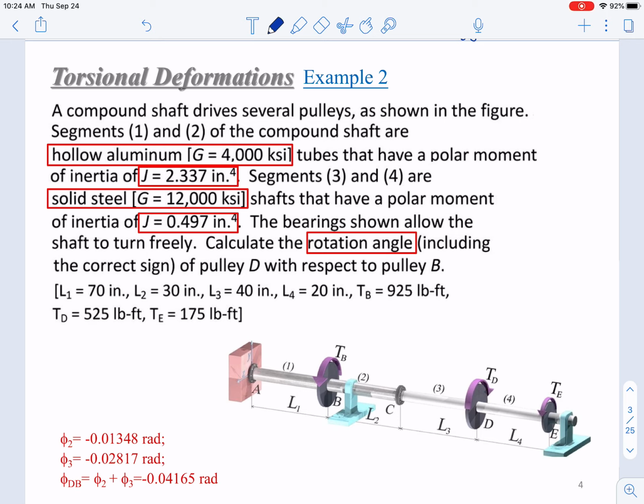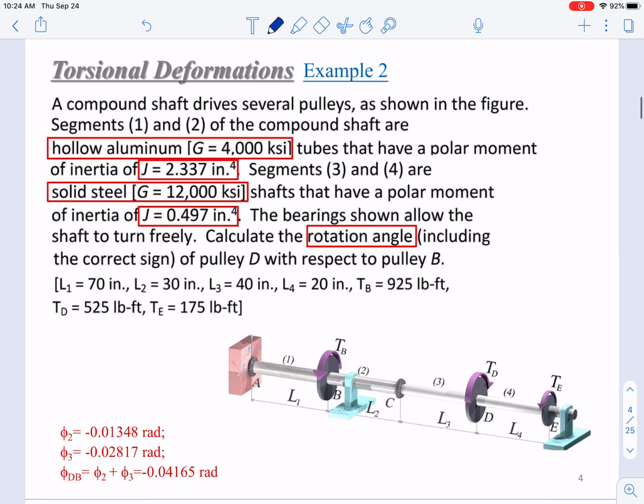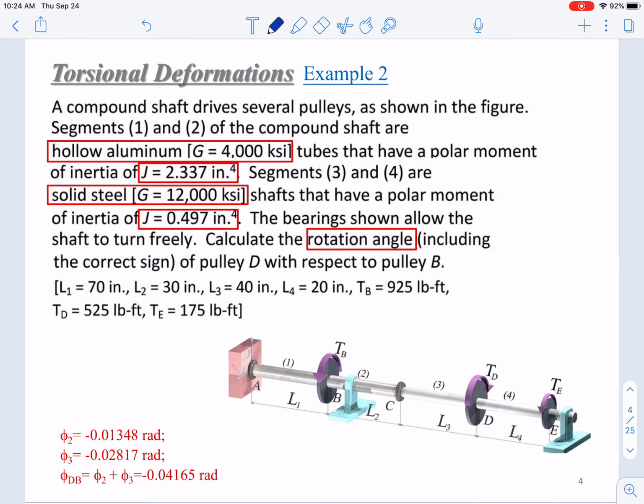So calculate the rotation angle, including the correct sign, of pulley D with respect to pulley B. Okay, so here we're not requesting you to calculate the deformation at the end point E. Right? We're only requesting you to calculate the rotation angle of pulley D with respect to pulley B.